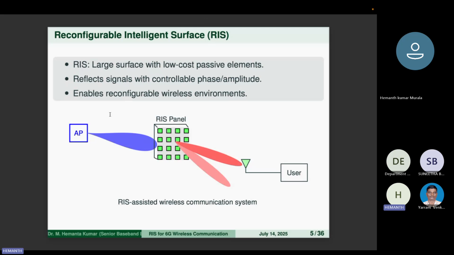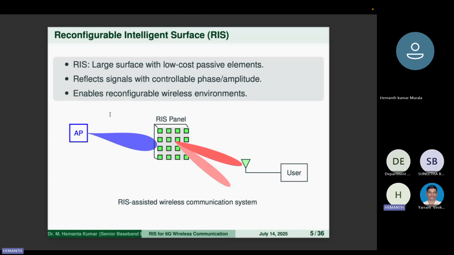That new technique is RIS, reconfigurable intelligent surfaces. Another name is IRS, intelligent reflecting surfaces. Why is this preferred? See here, this is the RIS structure. It consists of all passive elements. So you know what is passive and active?